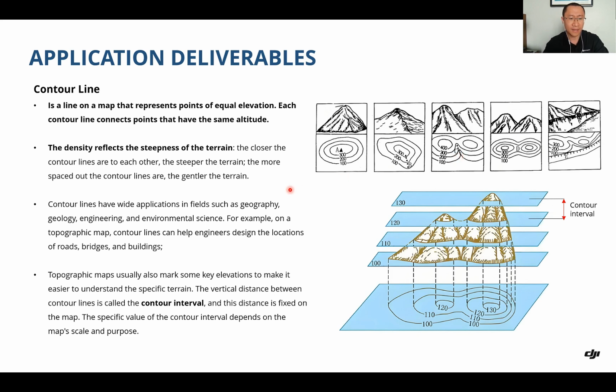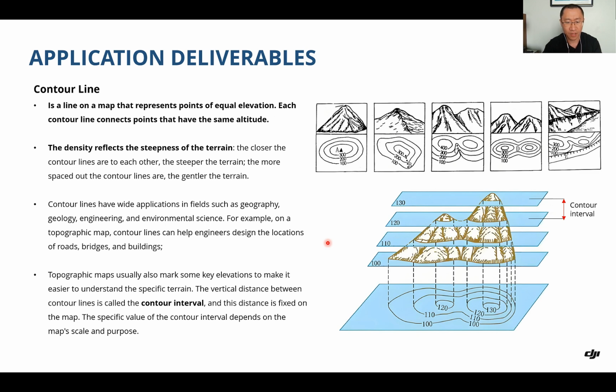And the contour line has wide application in fields such as geography, engineering, and environmental science. So for example, on topographic maps, the contour line can help engineers design the location of roads, bridges, and buildings. And topographic maps usually also mark some key elevations to make it easier to understand the specific terrain.